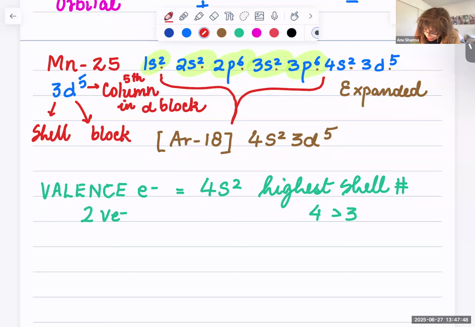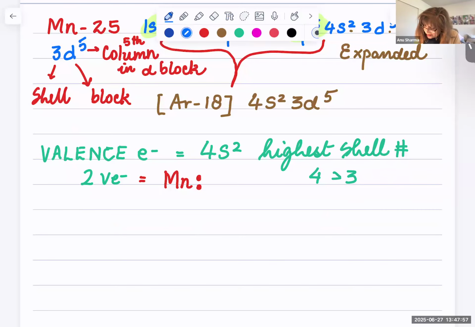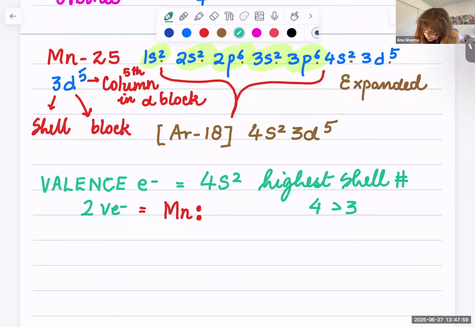With that said, the Lewis structure of manganese would be 2 dots. And now if they're saying write the orbital diagram, okay, orbital diagram.